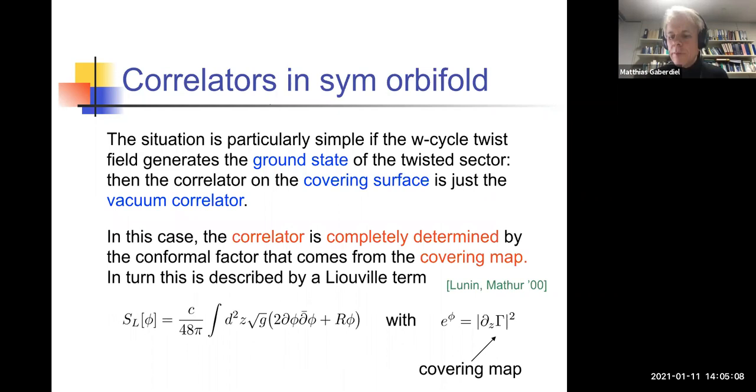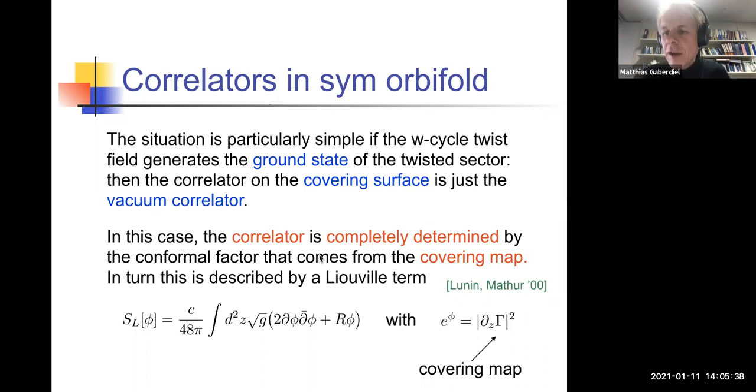Okay, so this is what you can do. You can locally describe it. And then the idea is that suppose you're just looking at a W cycle twisted sector ground state. Once you've gone to the covering space by this holomorphic map, then somehow the effect of the twist has disappeared, because in the covering space, there is no twist anymore. And the ground state of the twisted sector is whose role in life is to introduce the twisted sector. So once you have removed it by going to the covering space, there is nothing left behind.